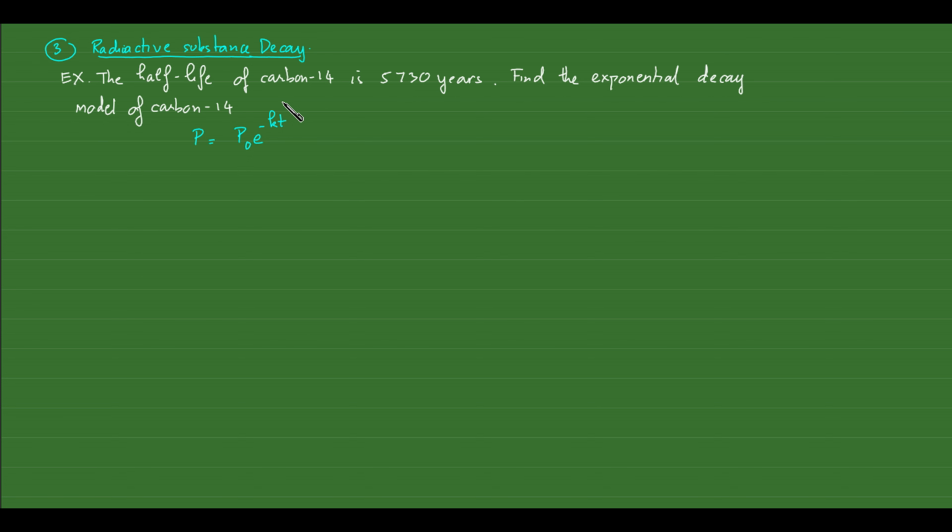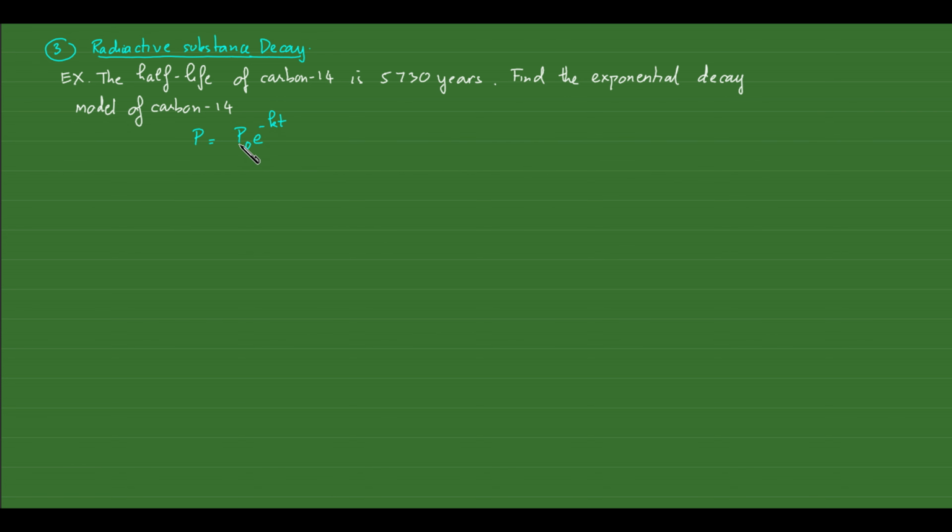So P0 again is the initial amount, and t is the amount of time. They give you this already. So our job is to find k. After you find k, which is the decay rate right over here, let's see how we're going to do this one.